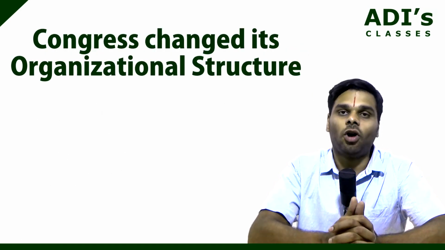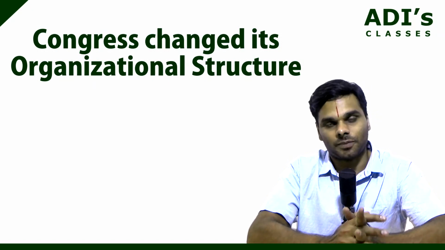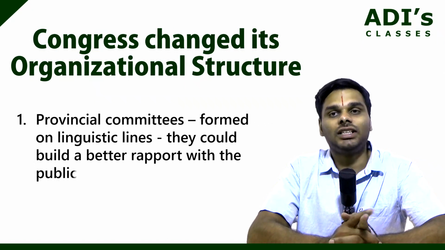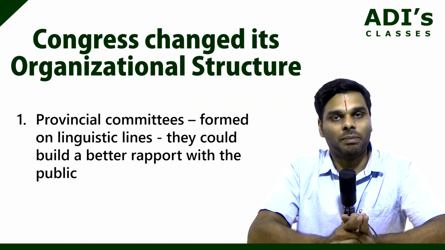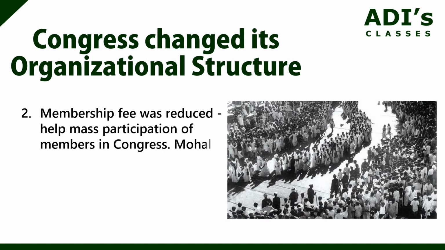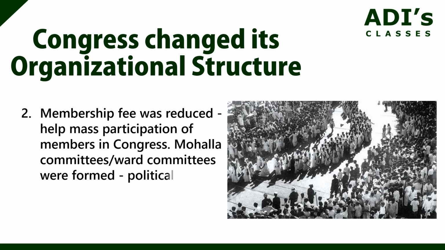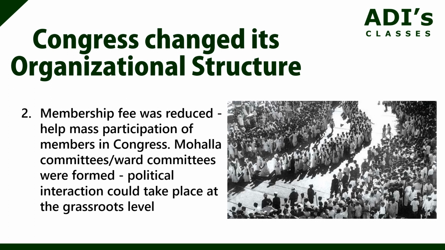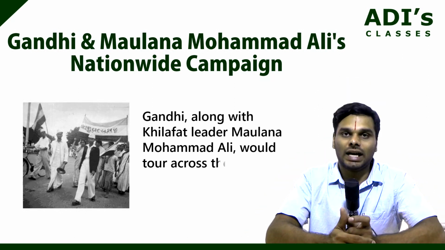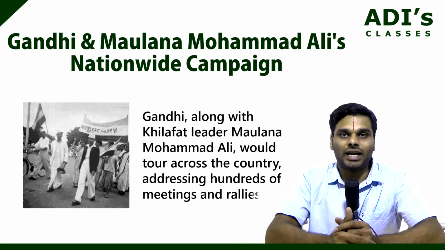The Congress also altered its organizational structure. Provincial committees were to be formed on linguistic lines so that they could build a better rapport with the public. Membership fee was reduced to help mass participation of members in Congress. Mohalla committees or ward committees were formed so that political interaction could take place at the grassroots level. Gandhi, along with Khilafat leader Maulana Mohammad Ali, would tour across the country addressing hundreds of meetings and rallies.